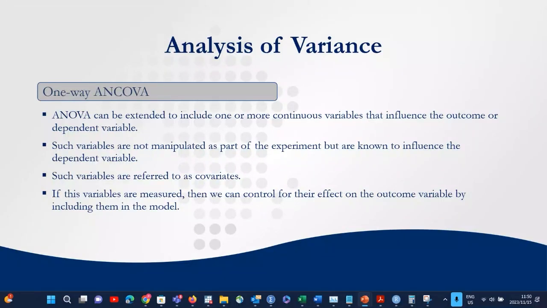So I move on to analysis of covariance. When you have ANOVA, you can extend it to include one or more continuous variables that influence the outcome or the dependent variable. These are variables that are not really manipulated in the experiment. You are not interested in seeing how they influence the outcome, but you already know that they influence the outcome. We say they are covariates. If we measure these variables, then we can control for their effect because we already know that they influence the outcome. We can add them into the model.